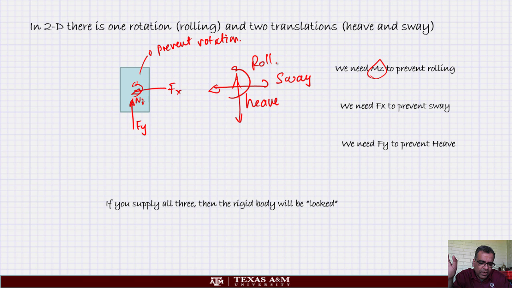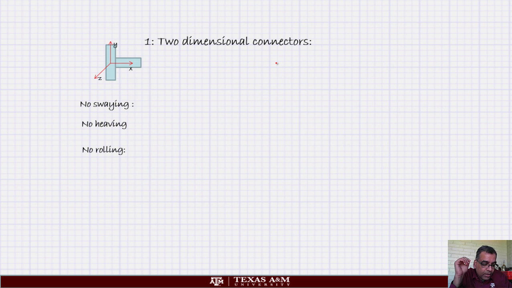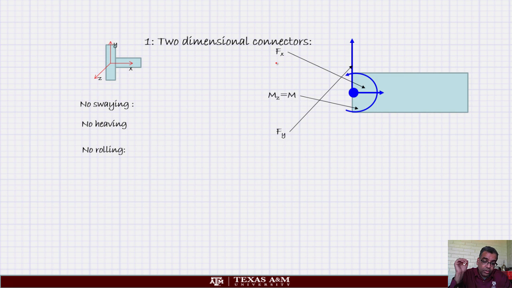Okay, this is a fully constrained object. If you supply all 3, the rigid body will be locked. Basically, you cannot move it with respect to the other objects. Okay, that kind of a joint is of course called a welded joint or a built-in joint or a completely fixed joint. Okay, so there are the 3 forces. Can you see? This was no swaying, no heaving, no rolling, means I have Fx to prevent sway, Fy to prevent heave, and torque to prevent rolling.